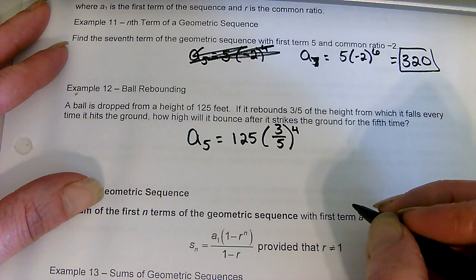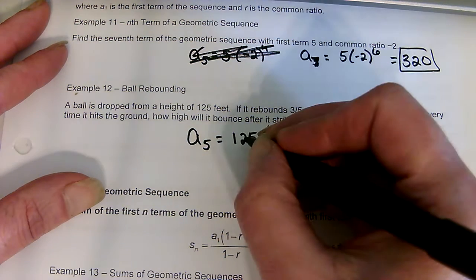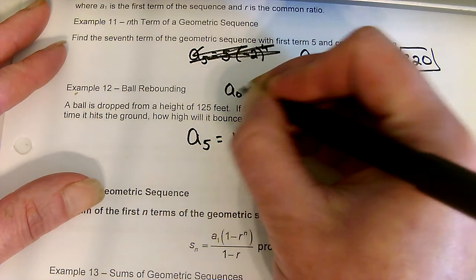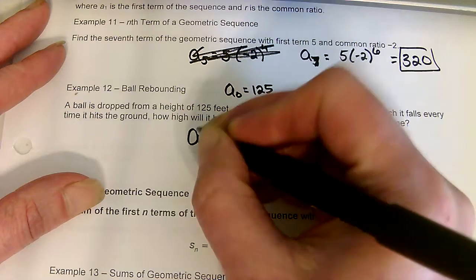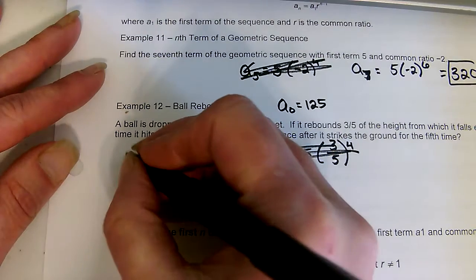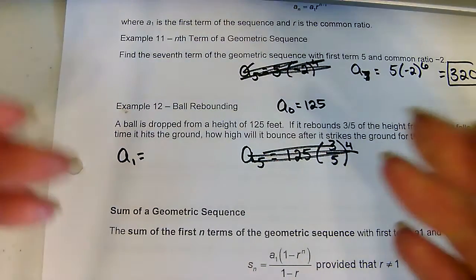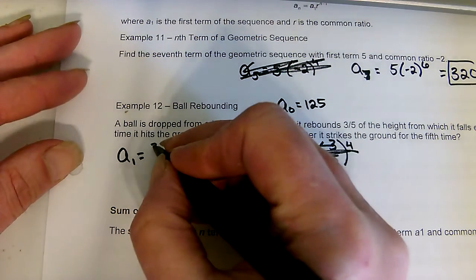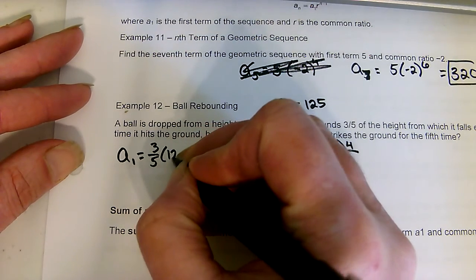Wait a minute. We needed a sub 1. This is a sub 0. This is like the initial height, before it even fell. I apologize. I just thought about that. So a sub 1 would be after the first bounce, so that would be 3/5 of it.